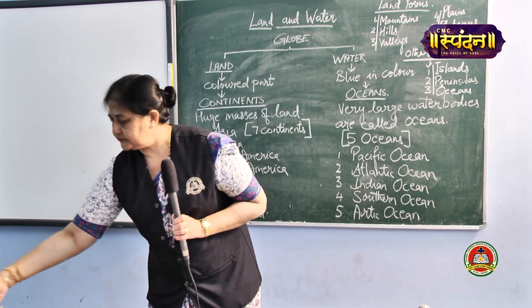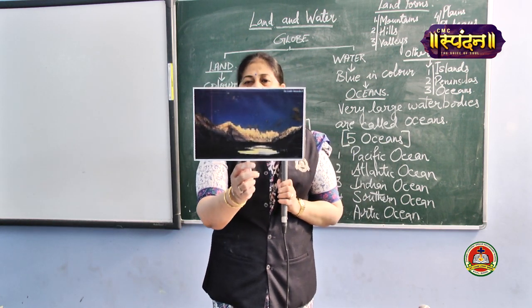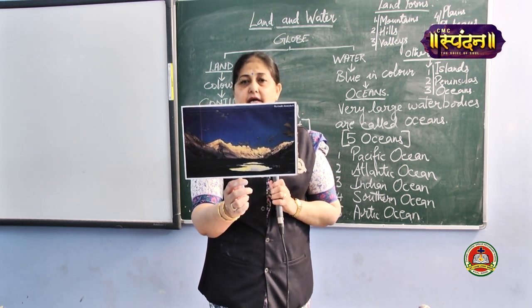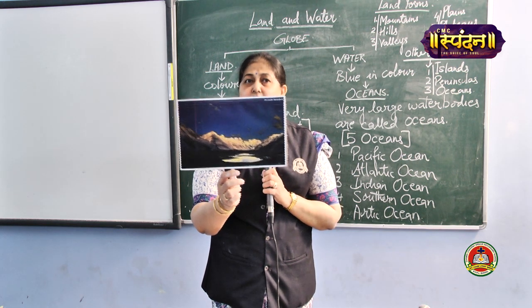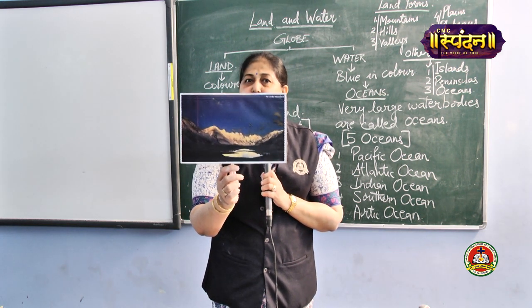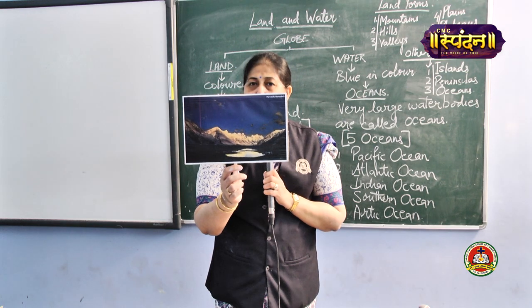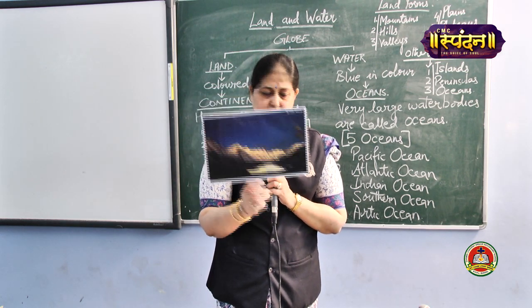Now children, a series of mountains is called a mountain range. When there is a chain of mountains, mountains one after the other, that is called a mountain range. Alright?